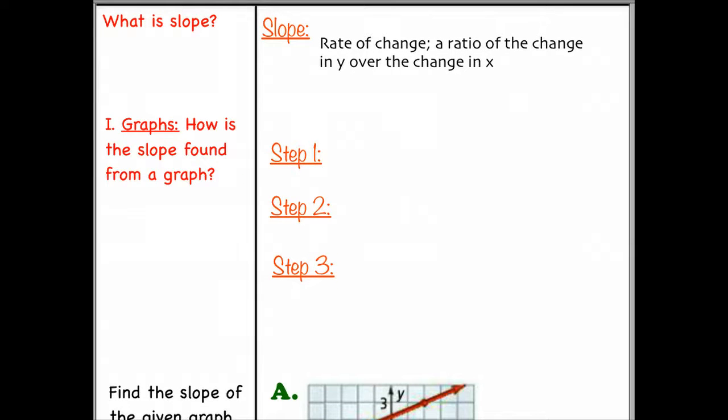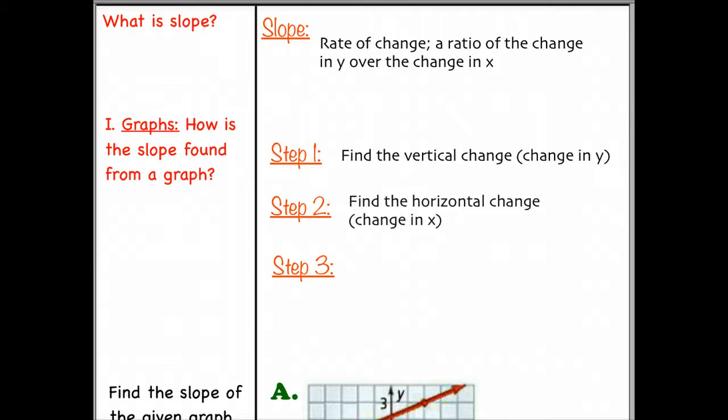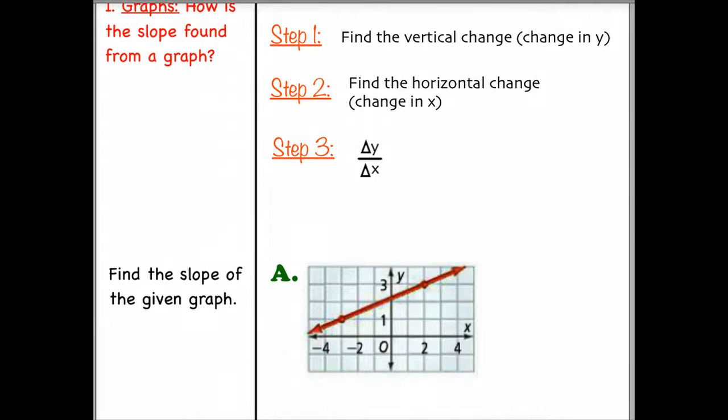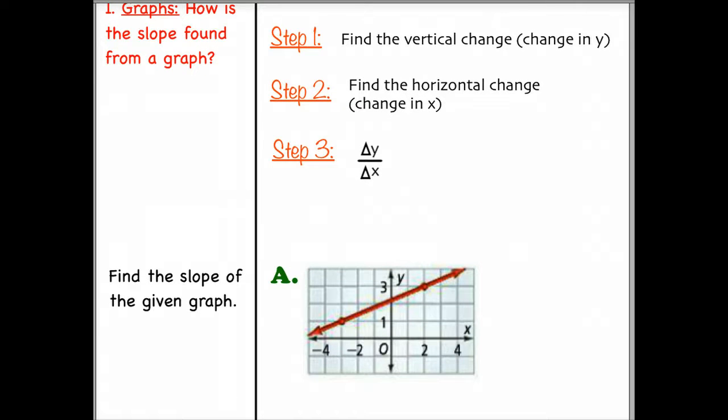The first step we take when we are looking at a graph is finding the vertical change, or the change in y. So that's up and down. The second step is to find the horizontal change, or the change in x. And then the third step is to find our slope, which is the change in y over the change in x.